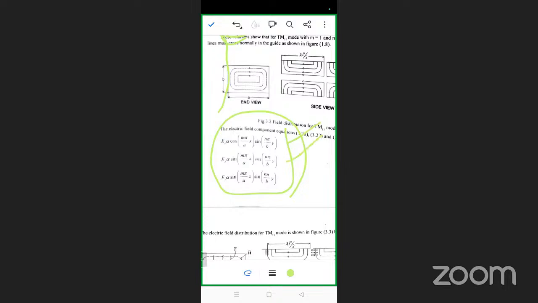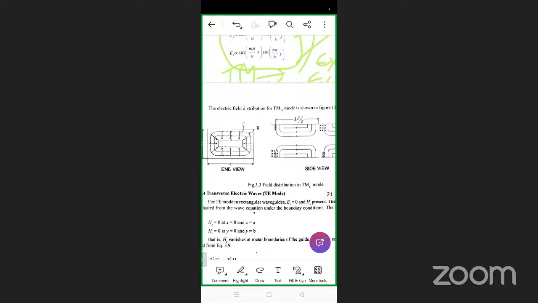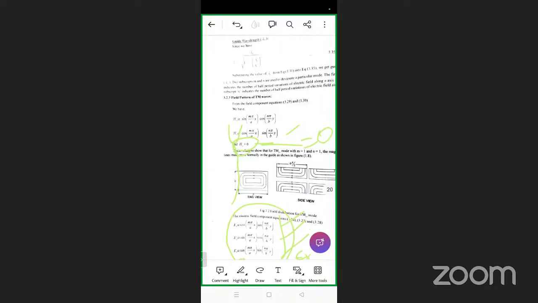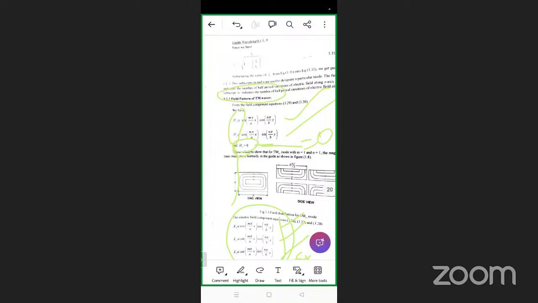Next, Ez equal to sine m pi by a of x, sine n pi by b of y. Remember one thing: if we are discussing TM, in TM, Ex is there, Ey is there, Ez is there. For the magnetic field, we have only Hx and Hy, where the Hz component is equal to 0. And you have to draw this diagram. Is this clear? Field patterns of TM mode are from the textbook part.